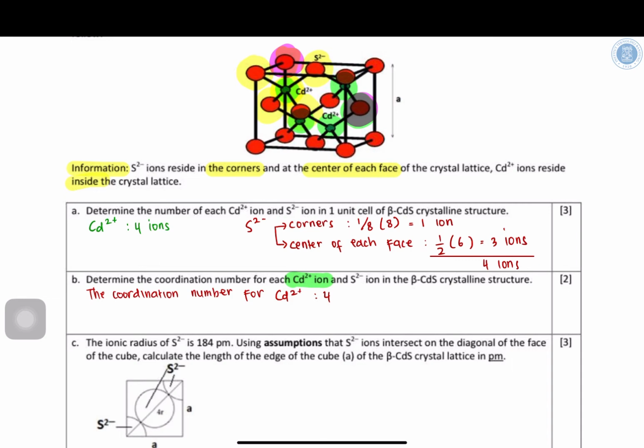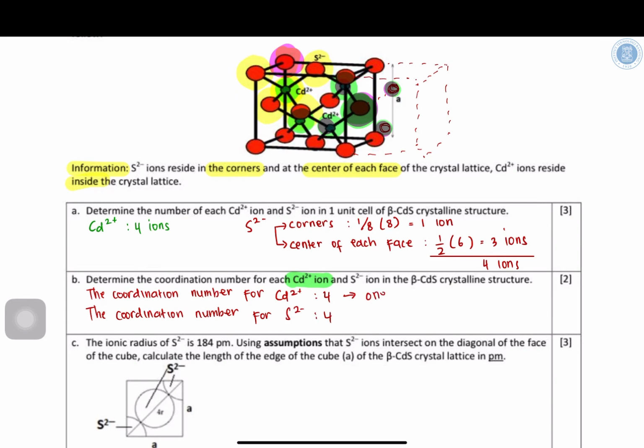Now, based on this structure, if we imagine another cube over here, we know that there is also, for example here, the green one, which is cadmium 2 plus, and then there is also one over here. So in total, this sulfide will be surrounded by 4 cadmium 2 plus ions, which is this one, this one, this one, and this one. So in that case, the coordination number for the S2 minus is also 4.